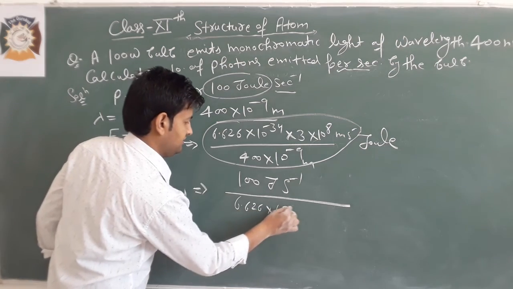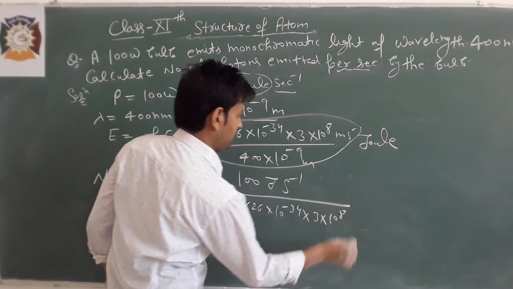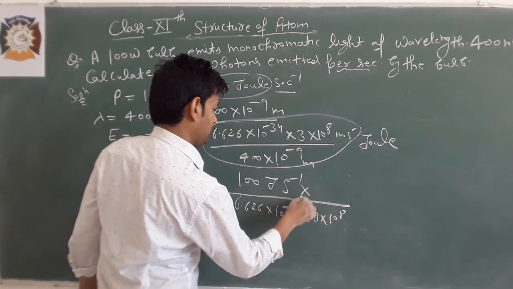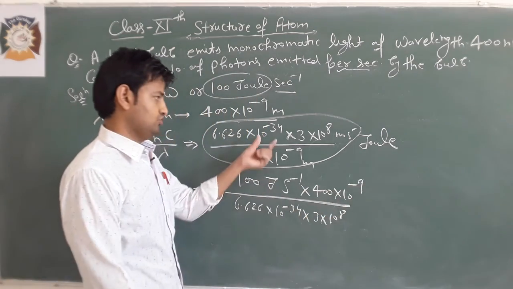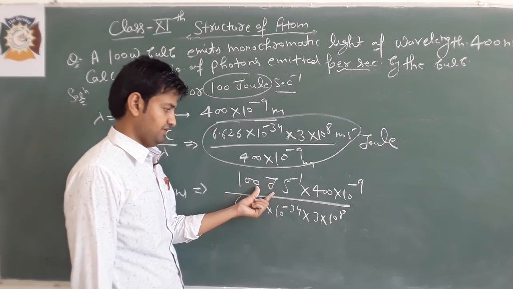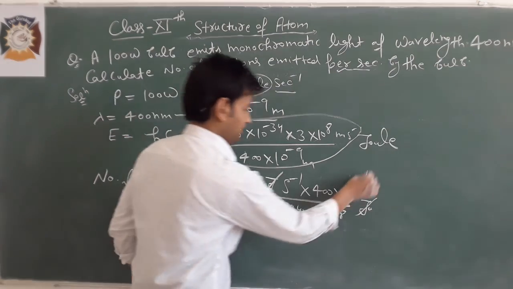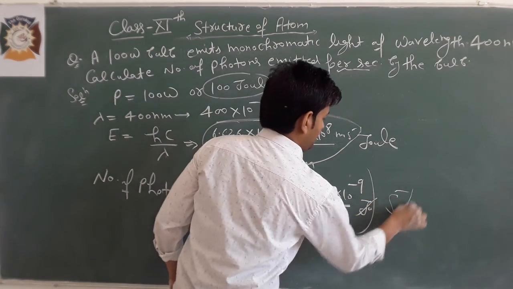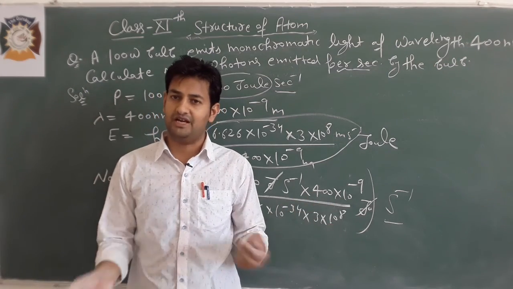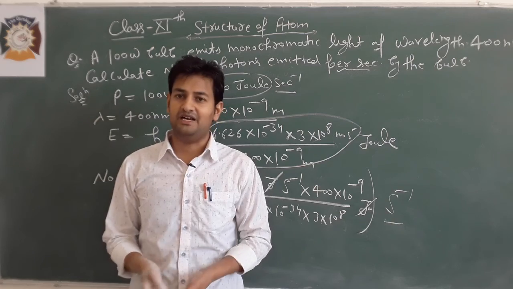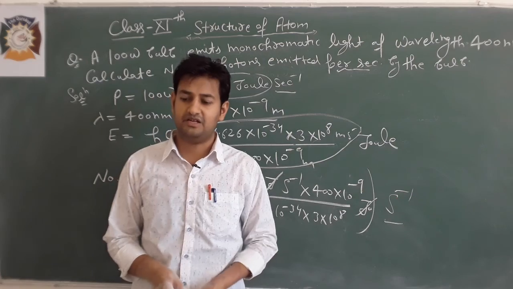So the number of photons is equal to 100 joule per second divided by 6.626 times 10 to the power minus 34 times 3 times 10 to the power 8, with 400 times 10 to the power minus 9 in the denominator of that term. This is joule per second, and this term is joule, so joule cancels. We know the energy of one photon and the total energy, so we divide total energy by the energy of one photon to get the number of photons emitted per second.